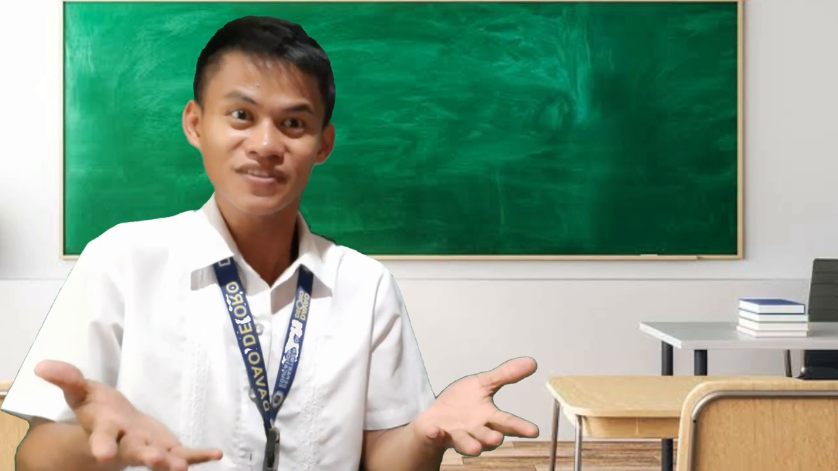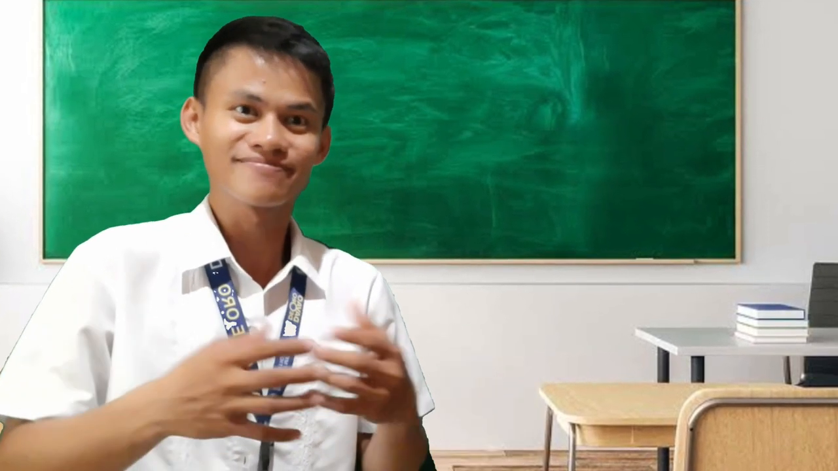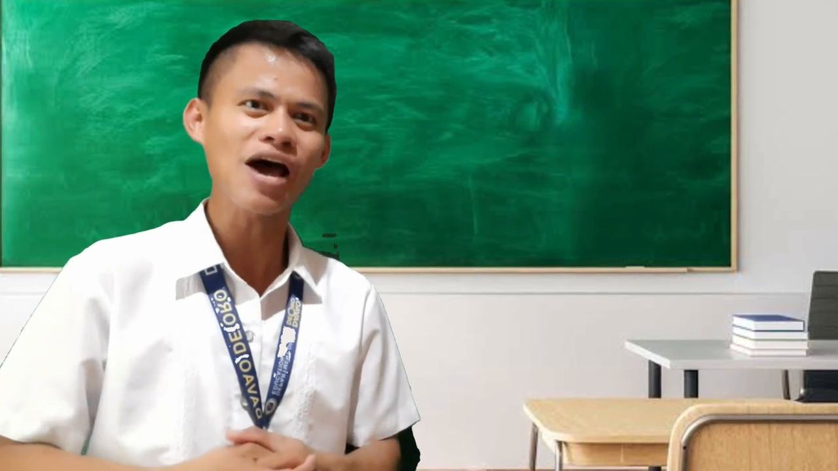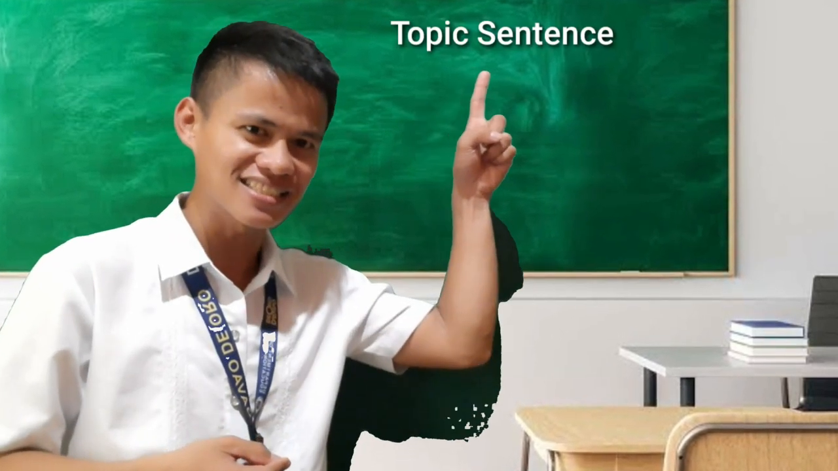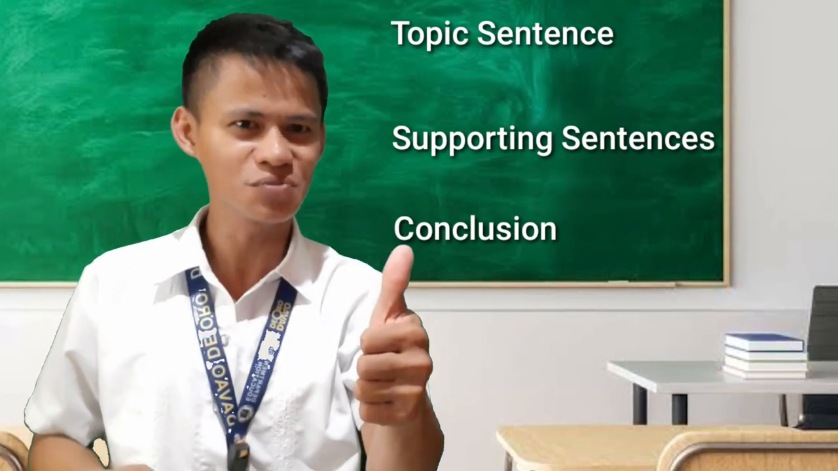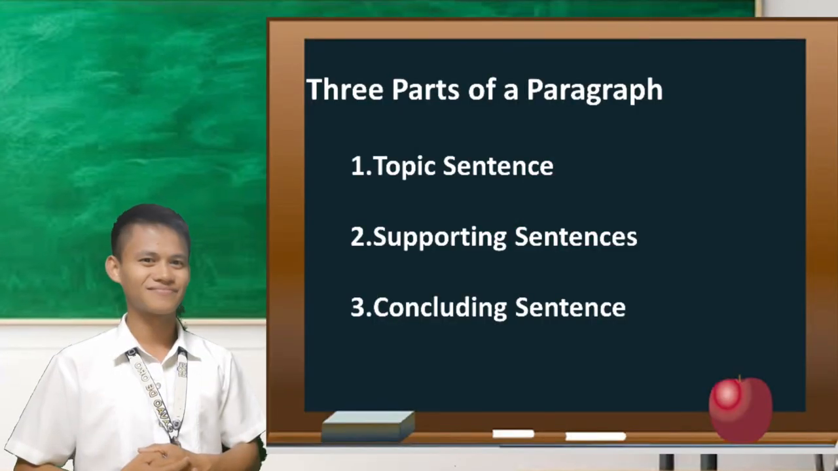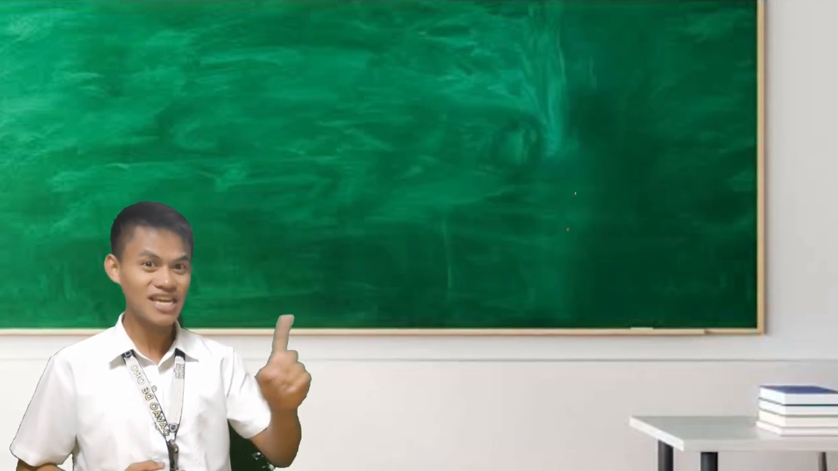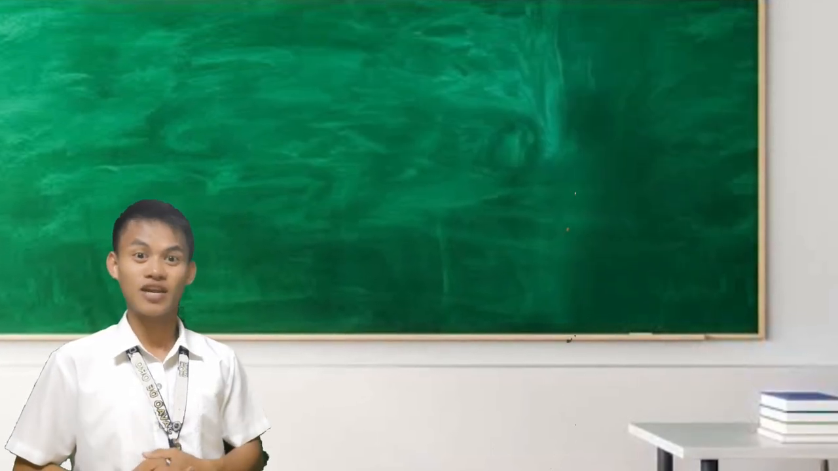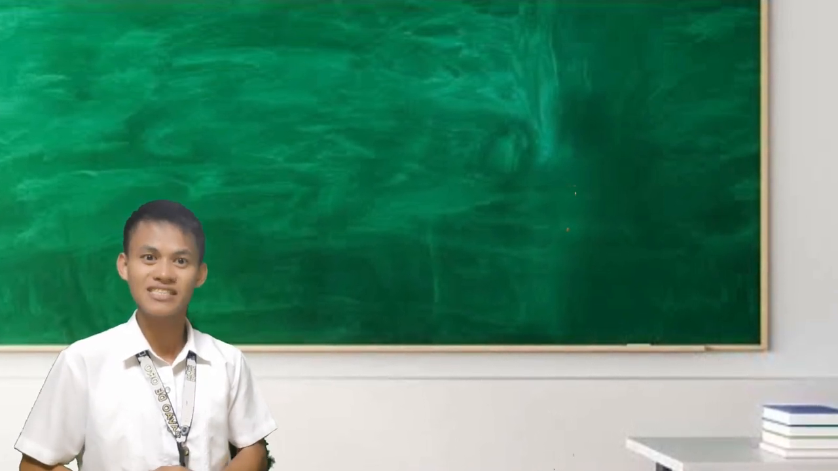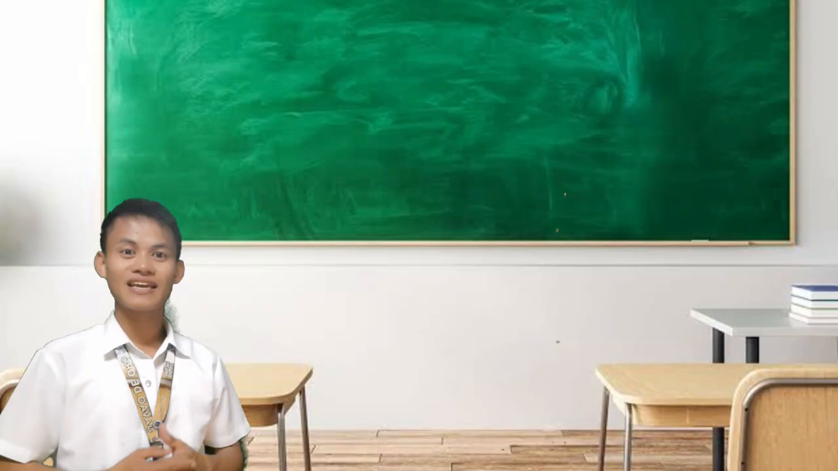What are the parts of a simple paragraph? Very good! The parts of a simple paragraph are the topic sentence, supporting sentences, and conclusion. Job well done! Was this helpful? Do not be in a hurry, learner. You can read it several times in your module to ensure mastery of the lesson.